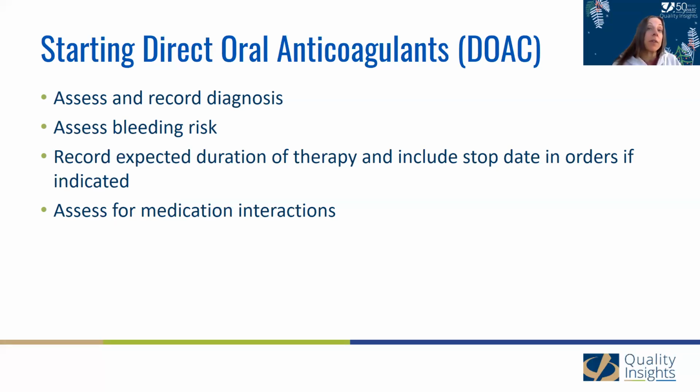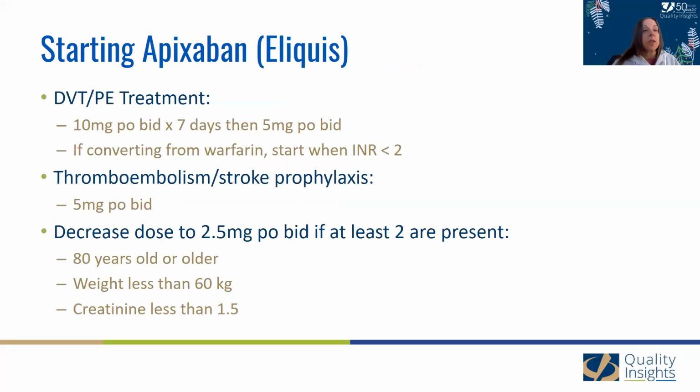Notify the provider if there are any medication interactions. So when we're initiating Eliquis, if we have a resident who we find has a DVT in the facility, we do an ultrasound, and they have a DVT, treatment is 10 milligrams twice daily for 7 days, and then 5 milligrams twice a day.